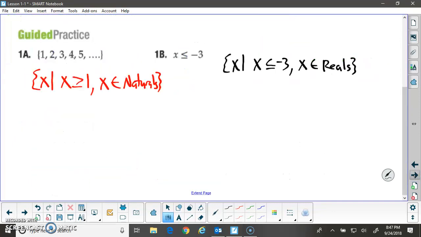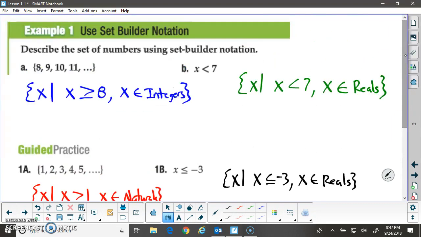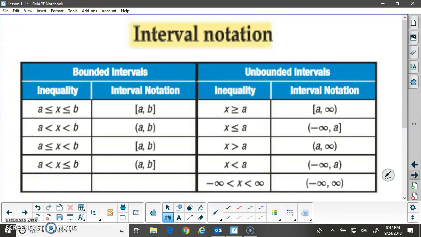We're also going to talk about writing numbers in sets in what's called interval notation. So interval notation, we use brackets and parentheses, and sometimes we use infinities and sometimes we use negative infinities. And you started using this in Algebra 2, and we'll continue to use it this year in Advanced Math.